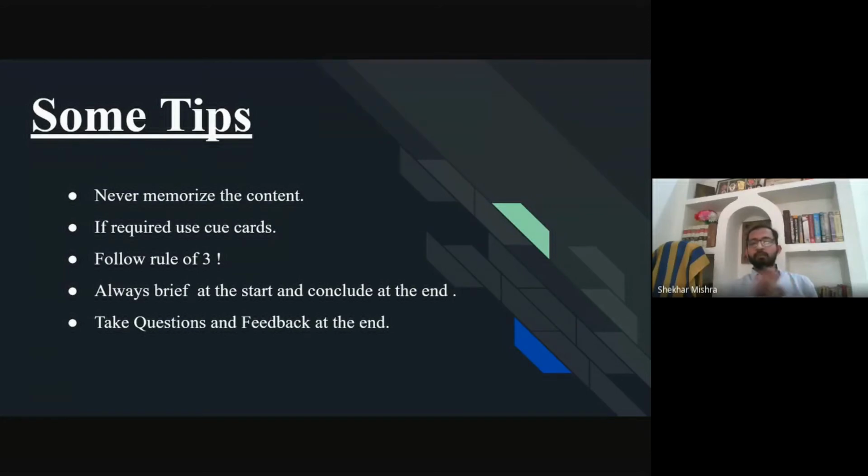And in this way, once you see the cue card, you will remember what you have to speak and will come to that line. Follow the rule of three. What's the rule of three? Rule of three is that you prepare everything in 3 points. If you have to tell something, prepare that in 3 points.